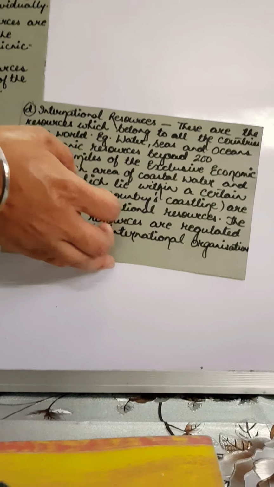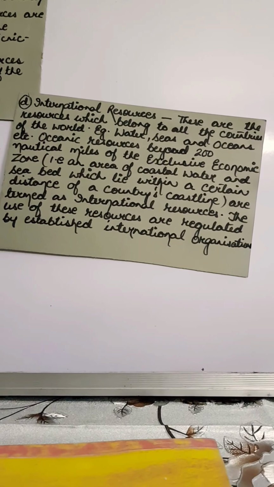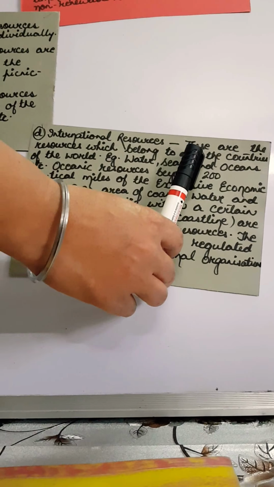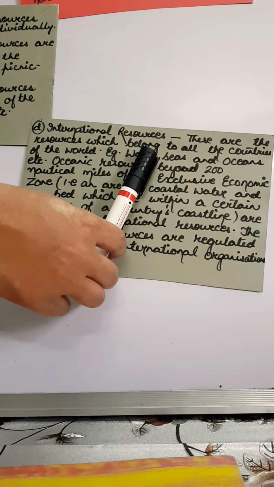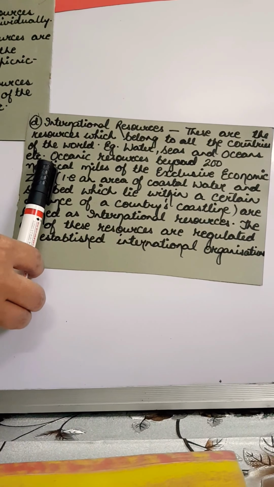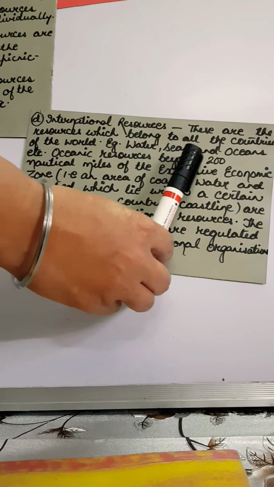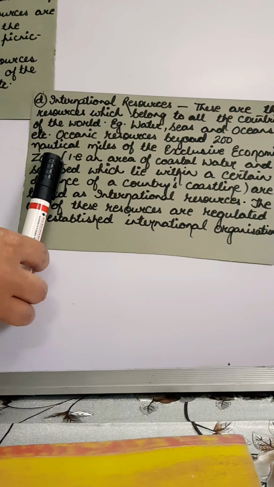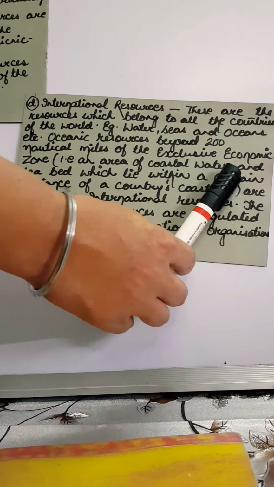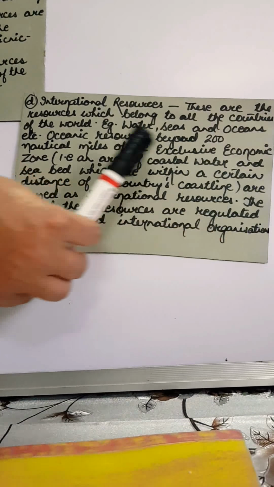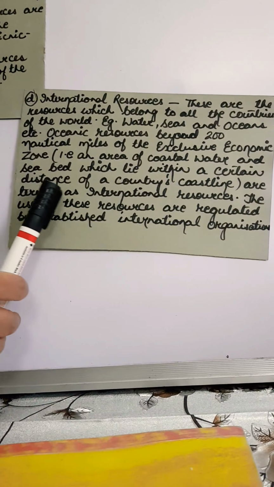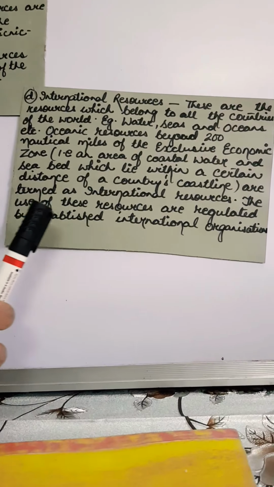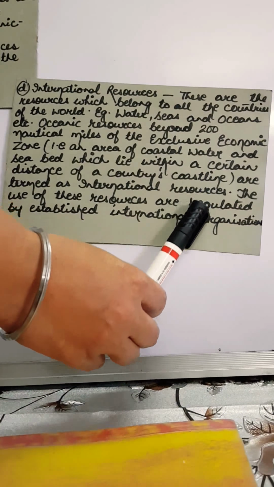After national resources, we have international resources. These are the resources which belong to all the countries of the world. I am highlighting this, all the countries of the world. Example, water, seas and oceans, etc. Oceanic resources beyond 200 nautical miles of the exclusive economic zone, that is an area of coastal water and seabed which lie within a certain distance of a country's coastline, are termed as international resources. The use of these resources is regulated by established international organizations.